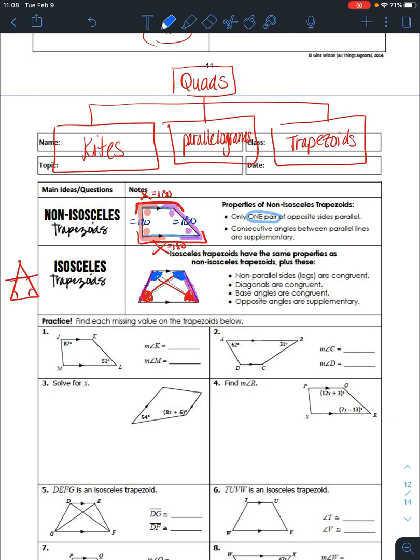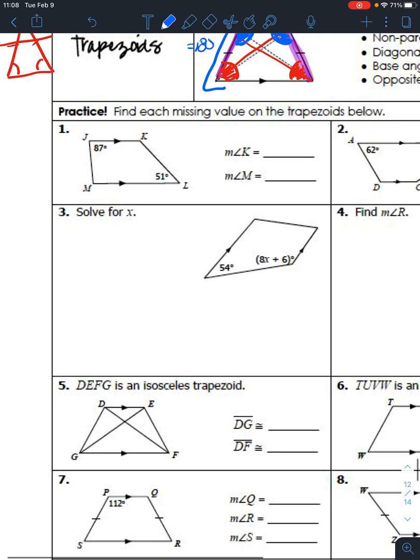Now, the reason that's not so important to remember is because we already know that a blue plus a red equals 180. So it doesn't matter which blue one you use or which red one you use, so you can use your opposite angle. That's a handy little tool to have, but it's not necessarily one that you have to remember if you remember that your consecutive angles between the parallel lines are already supplementary. Okay, so let's look at some examples with this.